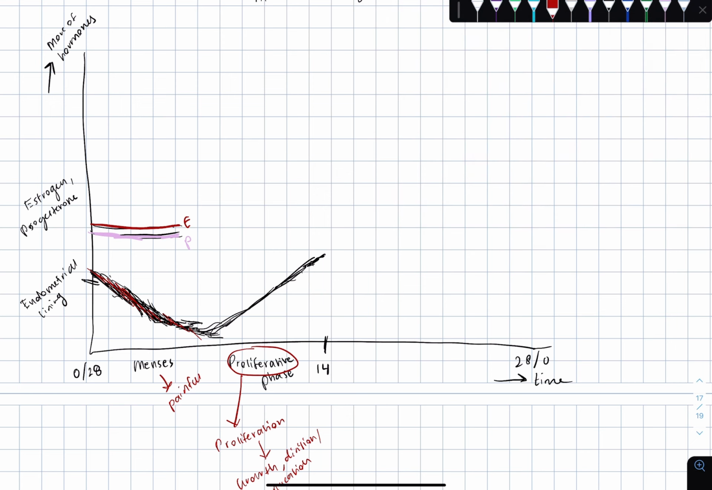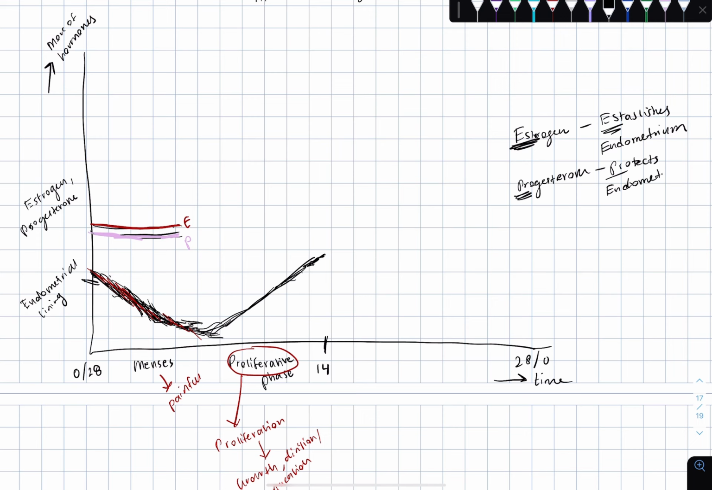They're kind of low because if we think about the function of estrogen and progesterone, I like to think of it as estrogen establishes the endometrium, and progesterone protects the endometrium. But if we think of it logically, we're losing our endometrial lining here. So estrogen and progesterone are not really acting that much. That's why those levels are low over here.